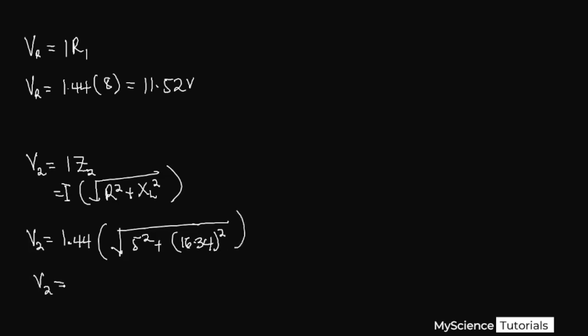So if we compute everything we have over here into our calculator, we are going to get the voltage of 24.61 volts as our answer. Now let's look at the voltage drop across the third impedance. So that will be equal to I multiplied by impedance 3. Now what is impedance 3?